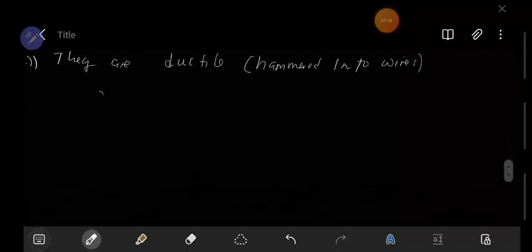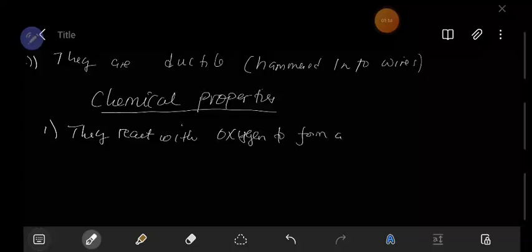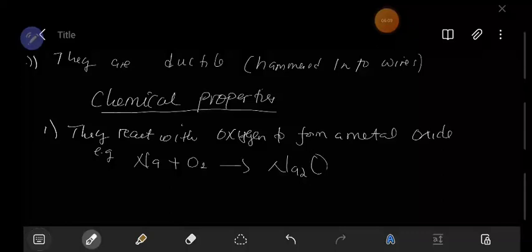Now we can look at the chemical properties. So chemical properties of metals, one we have, they react with oxygen to form a metal oxide. For example, when I react sodium, being a metal, and oxygen, I'm going to form sodium oxide.